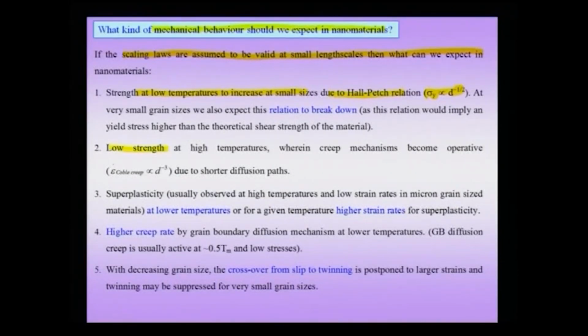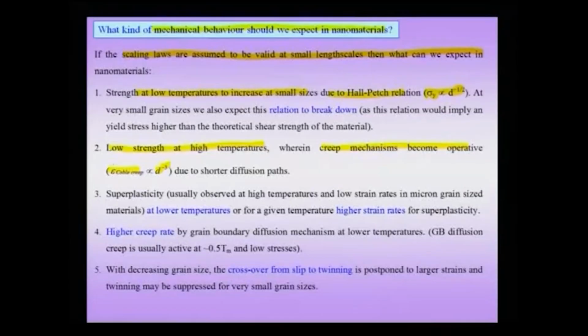We also expect low strength at high temperatures, and we expect creep mechanisms to become operative. For instance, the strain rate for Coble creep goes as d power minus 3. Because in nanostructured material there is a lot of interface diffusion and the path length required for diffusion has become smaller, I would expect creep-like mechanisms to become operative when you go down to small grain sizes.